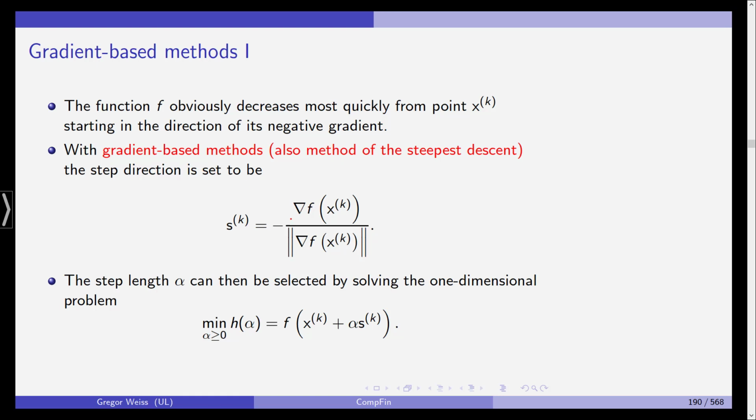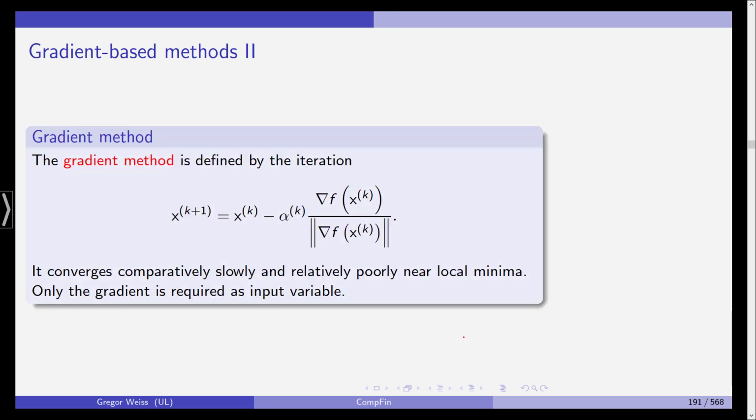The step direction we are taking is minus the gradient at the previous solution divided by the norm of the gradient, meaning we are normalizing it to length 1, and then the step length alpha is selected by solving a one-dimensional optimization problem. We are simply looking for the alpha larger or equal to 0 that minimizes this function h of alpha, which is just f of x_k plus alpha s_k. So we actually have a one-dimensional optimization problem within this multidimensional problem, and this is the gradient method.